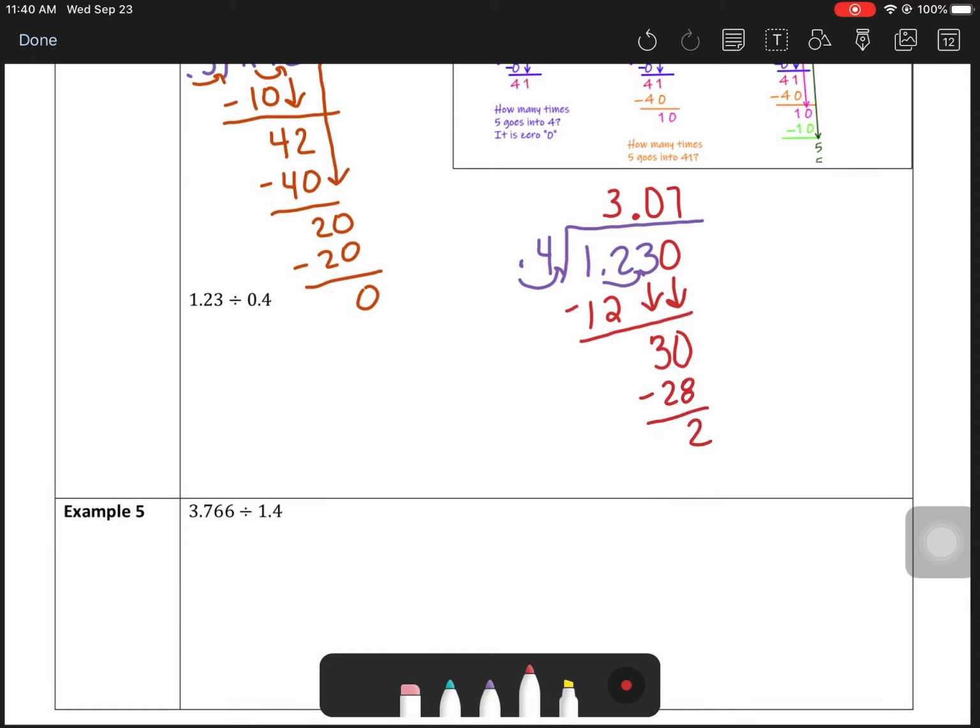So we're still not done. So we need to add one more 0, and we're going to bring that straight down. And 4 times 5 is 20. So we put our 5 and we subtract. And our final quotient is 3.075.